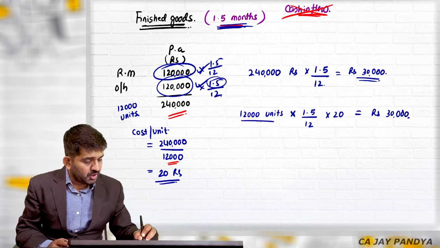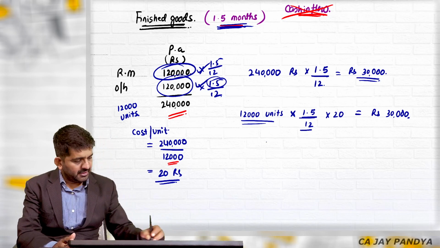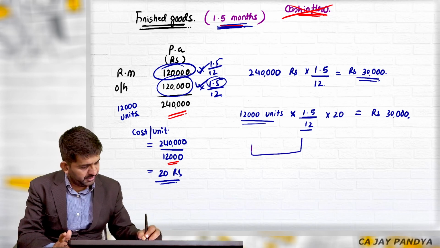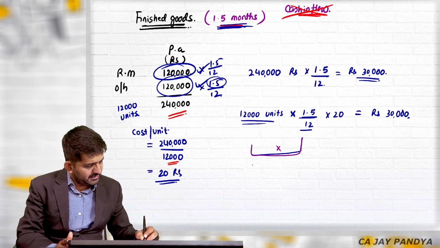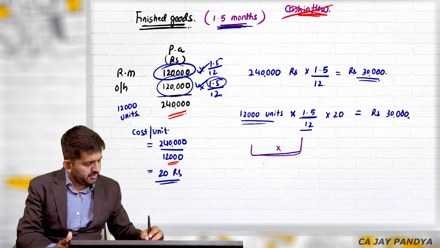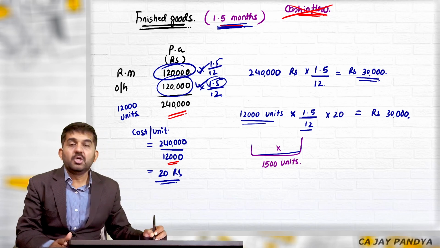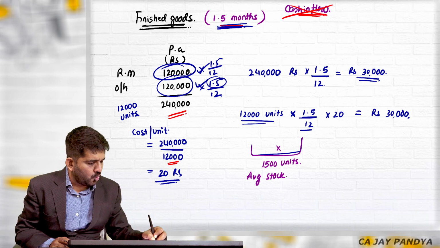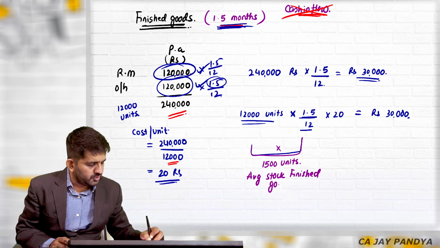But what is 12,000 units into 1.5 divided by 12? The answer will be in units, right? If I do only this multiplication, what will be my answer? It is 1,500. Believe me, what is this? It is the average stock of finished goods.